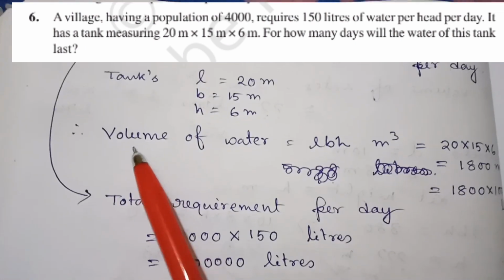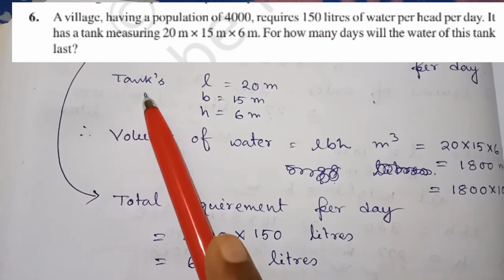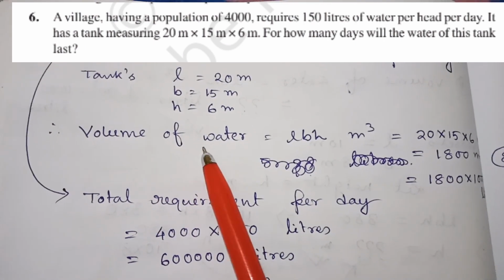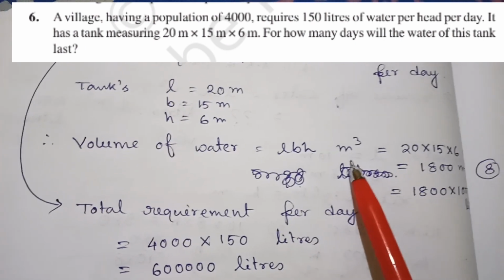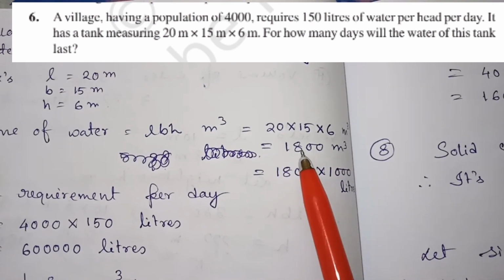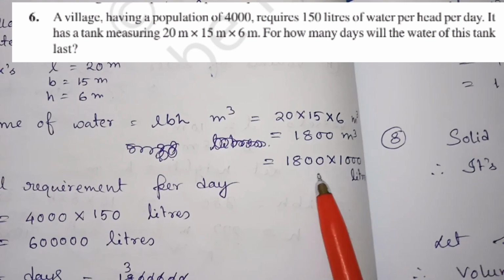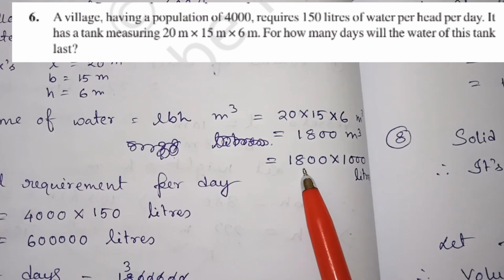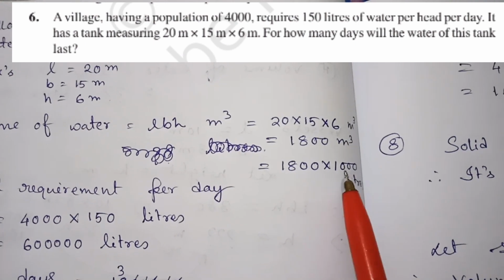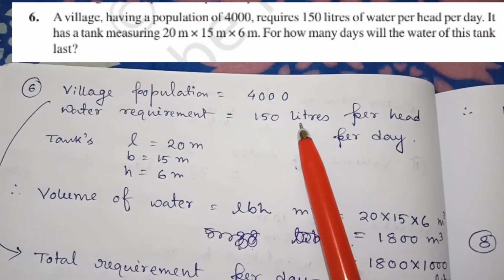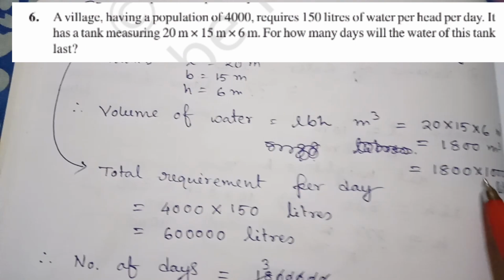So the water that can be stored in the tank, that means the volume of water, is equal to LBH. Now for LBH, we just have to put the values and we get it like this. Okay, I have found it in liters because here also it is liters, that's why.